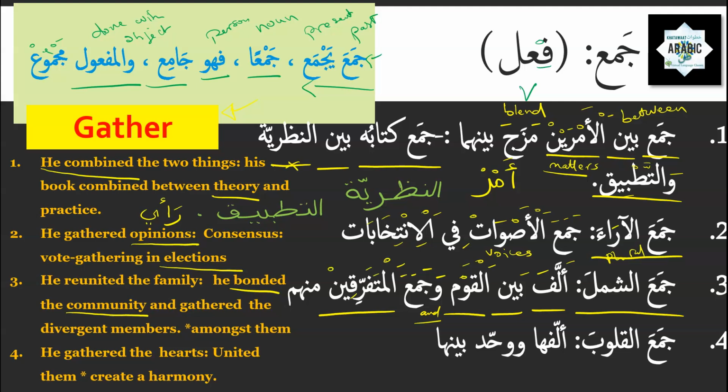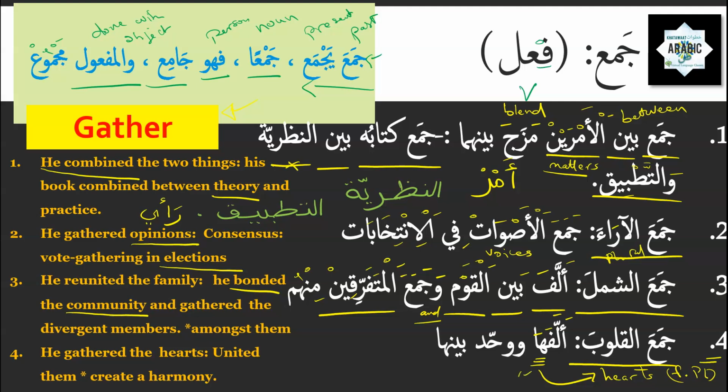المتفرقين are the divergent or the separated people. منهم, amongst them. جمع القلوب. This is the fourth sentence, and it's also an idiomatic expression. It means he gathered the hearts, he reunited them, bonded between them, and created a harmony. And we have the verb to bond. ألفها. And ha here, it refers to hearts. And hearts is a feminine plural in this example.